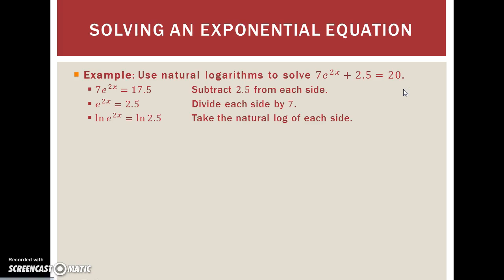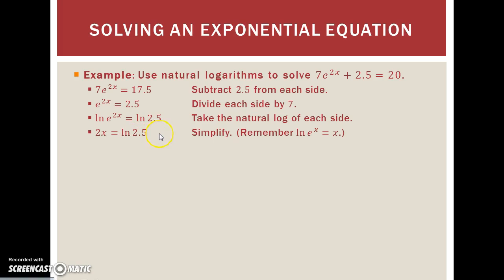We're going to do something called taking the natural log of each side. And so we write ln in front of e to the 2x and ln in front of 2.5. When you take the natural log of e to the something, the natural log of e part basically goes away, and you're left with the something, but that something is no longer an exponent. Now it just sits on the regular line.